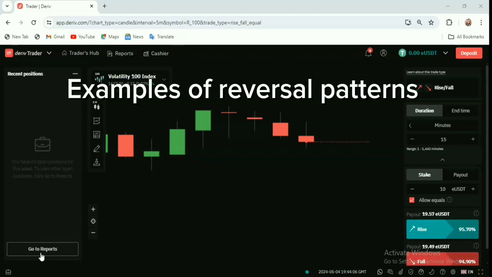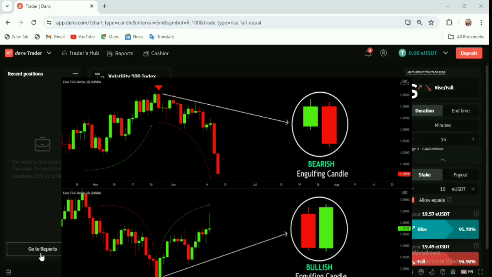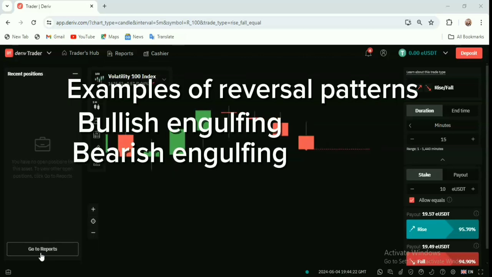Examples of the reversal patterns. We now move on to the reversal pattern. So examples of the reversal patterns. Number 1, we have the engulfing patterns, which always bring about a retracement in trend or a reversal in the trend. We have the bullish engulfing patterns and we have the bearish engulfing patterns.